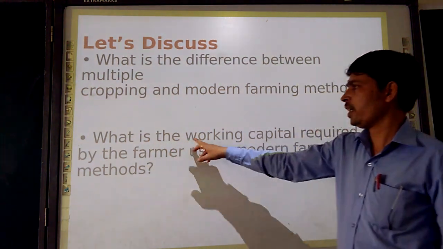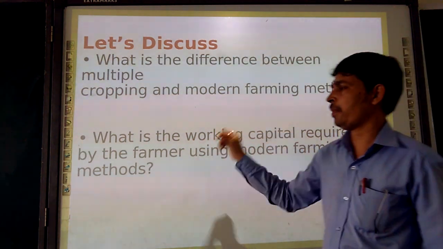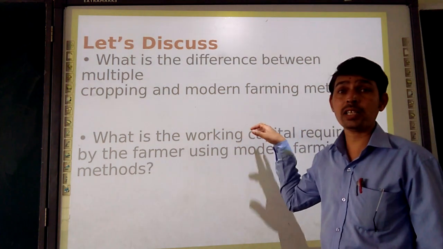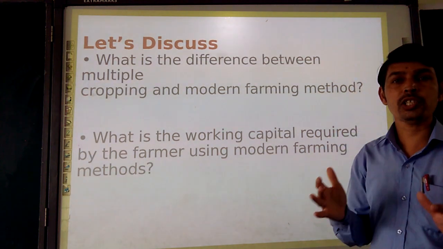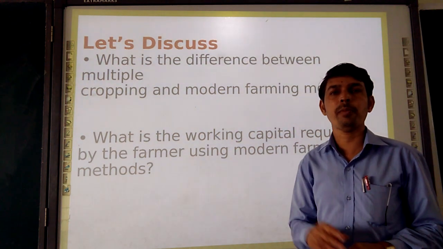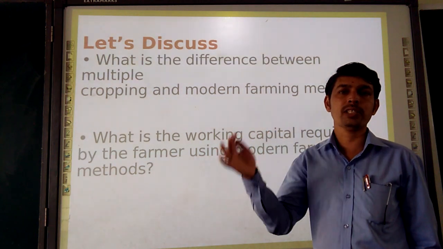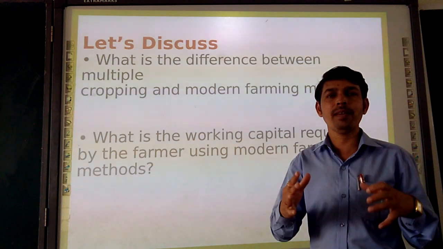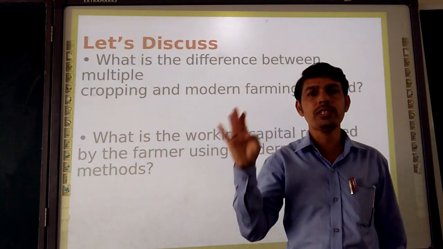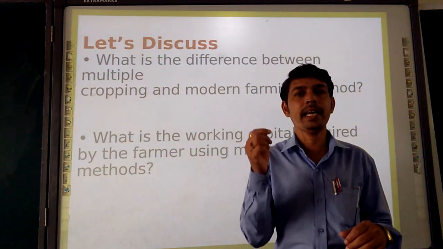Then what is the working capital required by the farmer using the modern farming method? The question is very simple. Working capital. So what comes in working capital? What is fixed capital? We discussed in the first point where we were talking about the four factors of production. In that, land was there, labor was there, physical capital was there, and human capital. In physical capital, we divided into fixed capital and working capital. In fixed capital, there were tools, machines and buildings. In working capital, we had the raw material and money in hand.